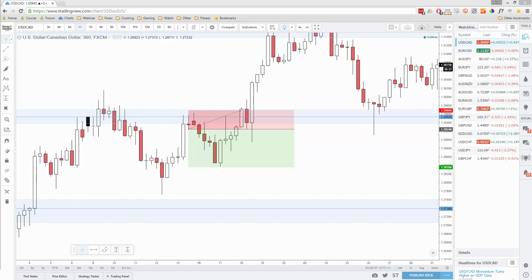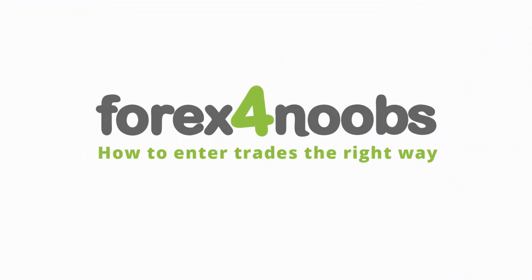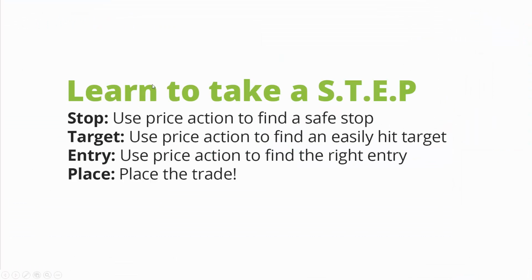So I have a simple 4-step approach to entering trades. And I call this approach STEP. It's a bit of a cheesy name, but please bear with me here. I like having names like this for things in trading. It's easy to remember. It's a common word in English, STEP. We probably use it a bunch of times a day. And having a word like this just makes it easy to remember.